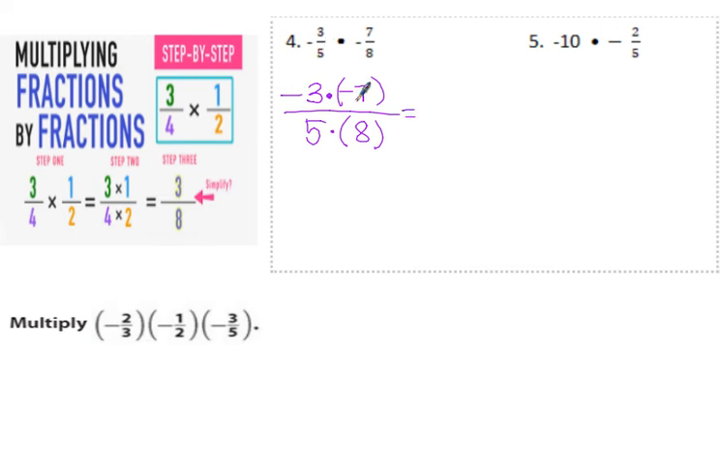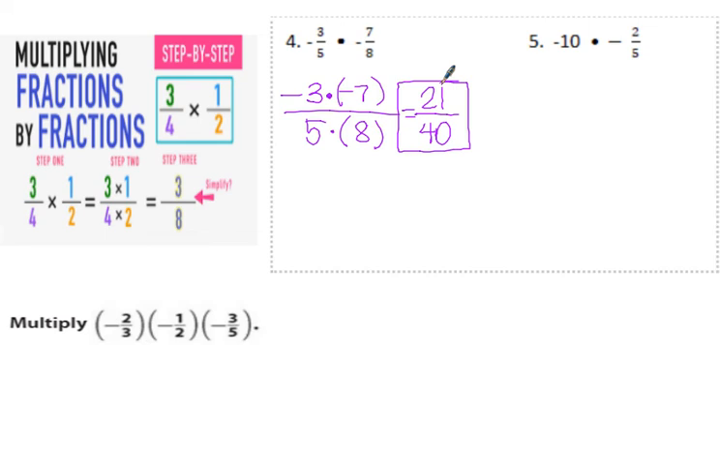So -3 times -7 is positive 21. 8 times 5 is 40. And then you're looking for a common factor. Do we have a common factor for 21 and 40? We don't, there is not a common factor for 21 and 40. So then you are finished. That is your simplified answer, okay?